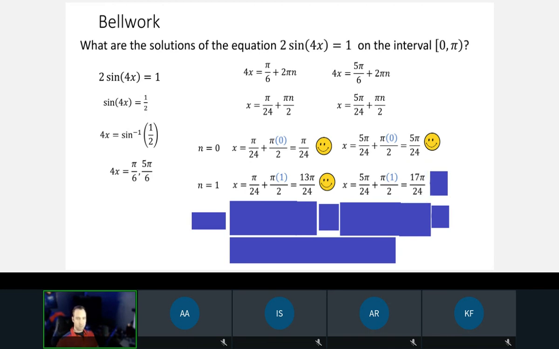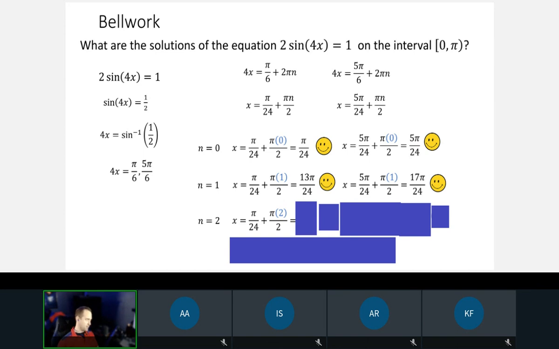And I saw some people put 17 pi over 24, and we ask ourselves again, is 17 pi over 24 between 0 and pi? And well, the answer is yes. All right. Then we go to the next one. And so we keep doing this. n equals 0, 1, 2, 3, 4, 5.